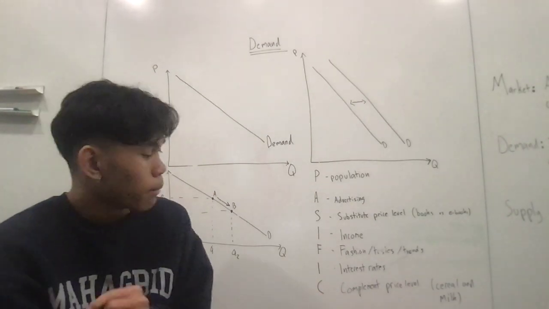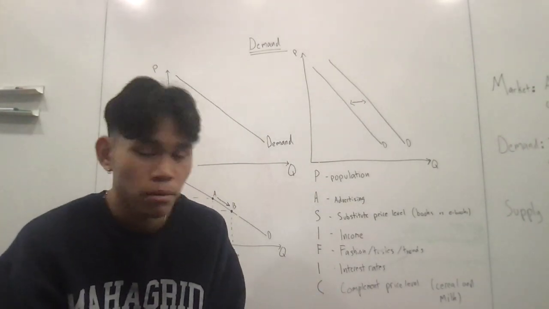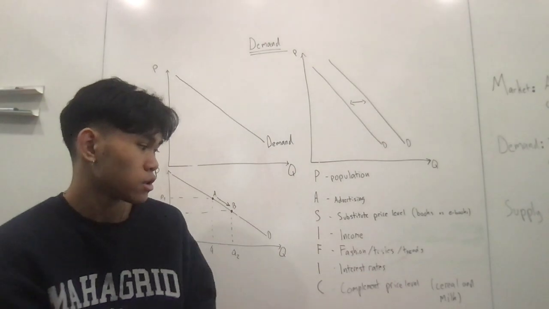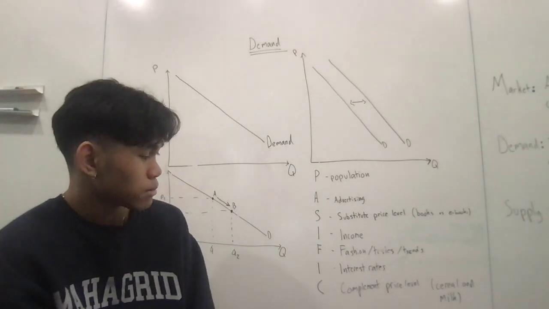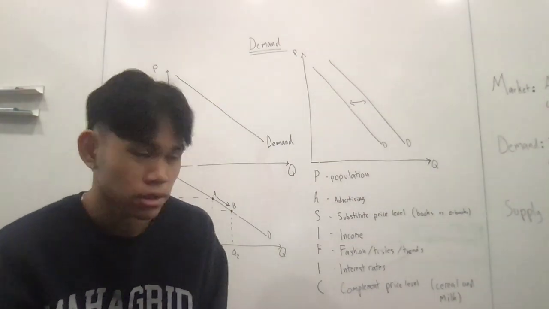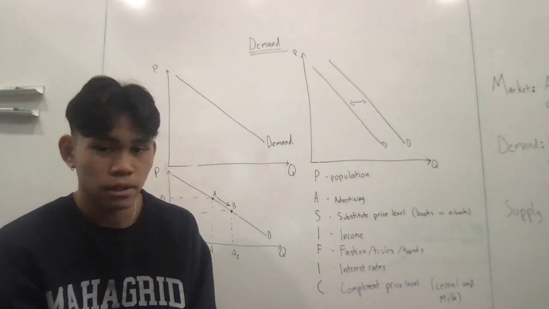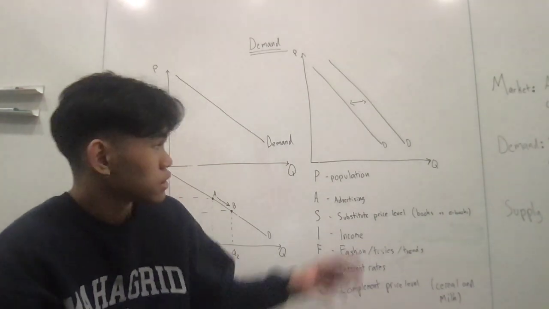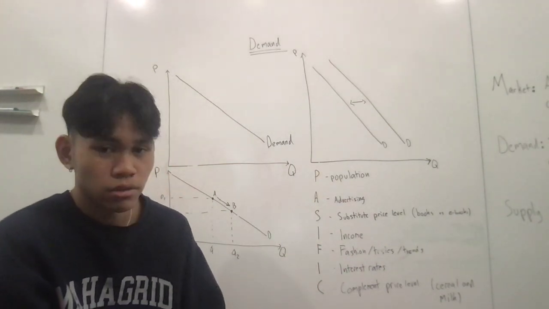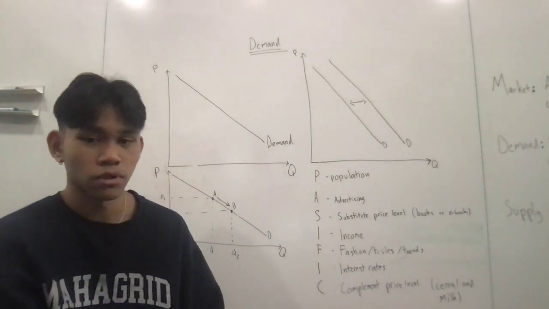And lastly, complement price level refers to complementary goods such as cereal and milk, where they're often bought together. For example, if the price of milk were to drastically increase one day, then it is very likely that there would also be a decrease in demand for cereal because these goods often go hand in hand.